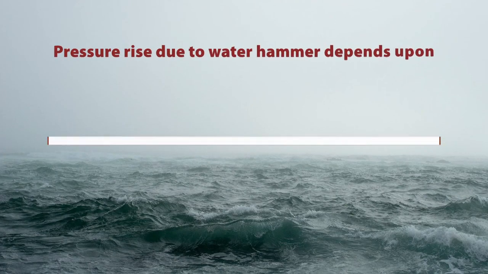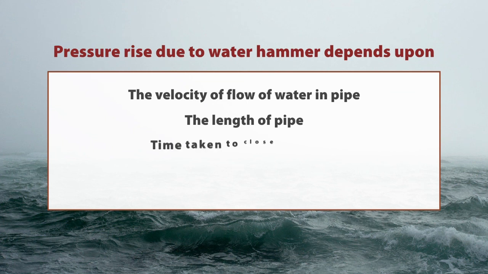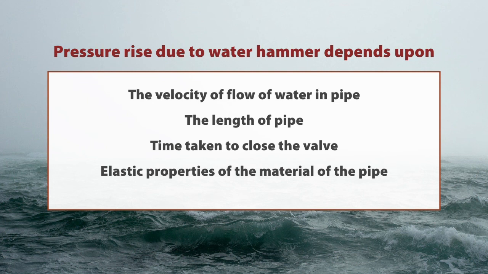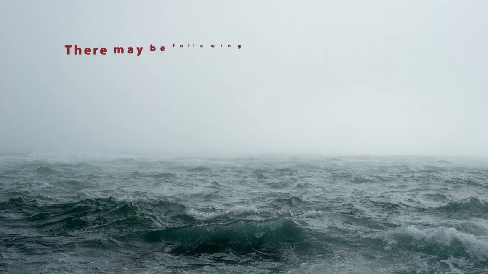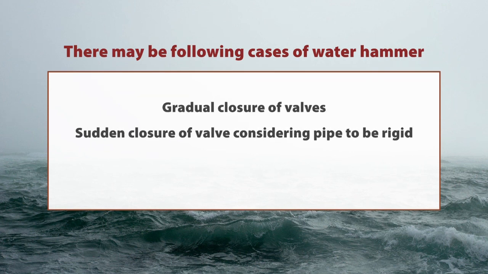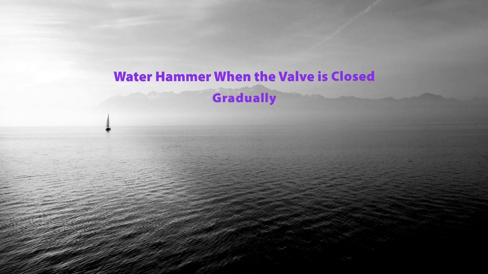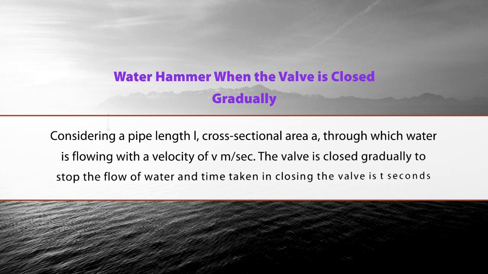Pressure rise due to the water hammer depends upon the velocity of flow of water in the pipe, the length of the pipe, time taken to close the valve, and elastic properties of the material of the pipe. There may be the following cases of water hammer: gradual closure of valve; sudden closure of valve, considering pipe to be rigid; and sudden closure of valve, considering pipe to be elastic. Water hammer when the valve is closed gradually.